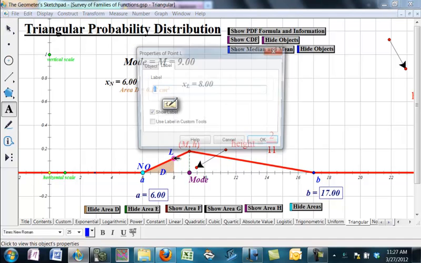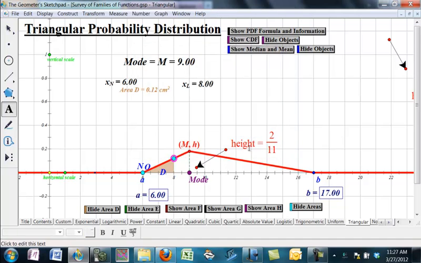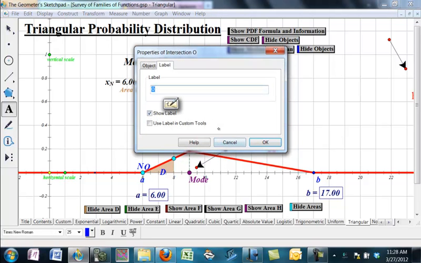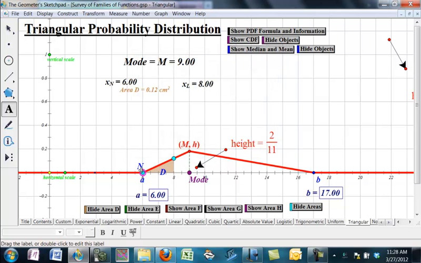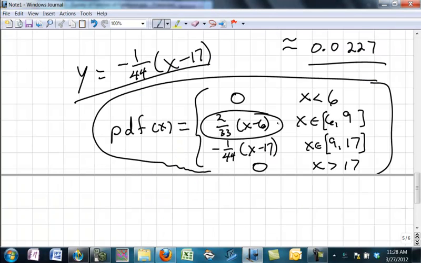Turn these labels off. Okay, so this area here, the brown area, is what we're looking for. Let's see if we can figure that out. Well, it's just the area of a triangle. We just need one half base times height. So what is the height? Well, the height is just this PDF evaluated at 8. So the y value here is the height. So we go back to our formula and plug in 8.